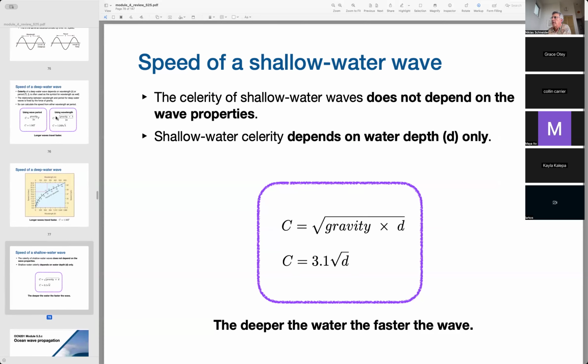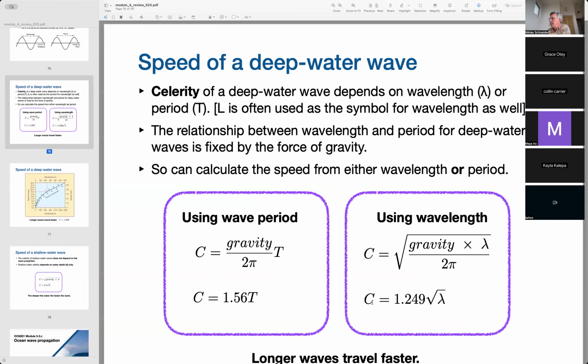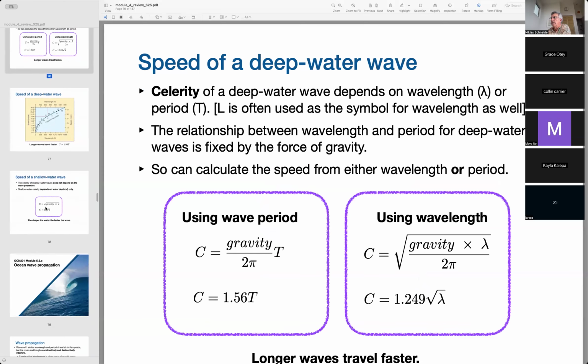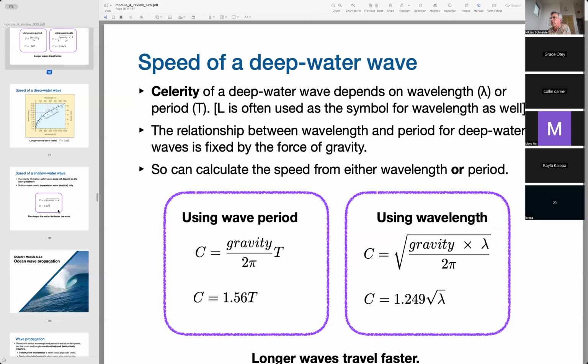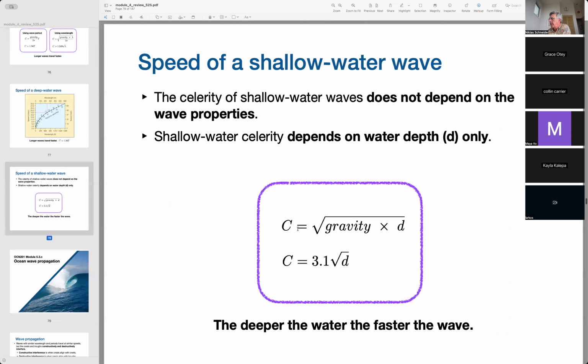Okay, so note again, for the deep water waves, we have a dependence of the speed on the wavelength. So the longer the wave and the larger the period, the faster the wave. For the shallow water waves, there's only dependence on the depth.